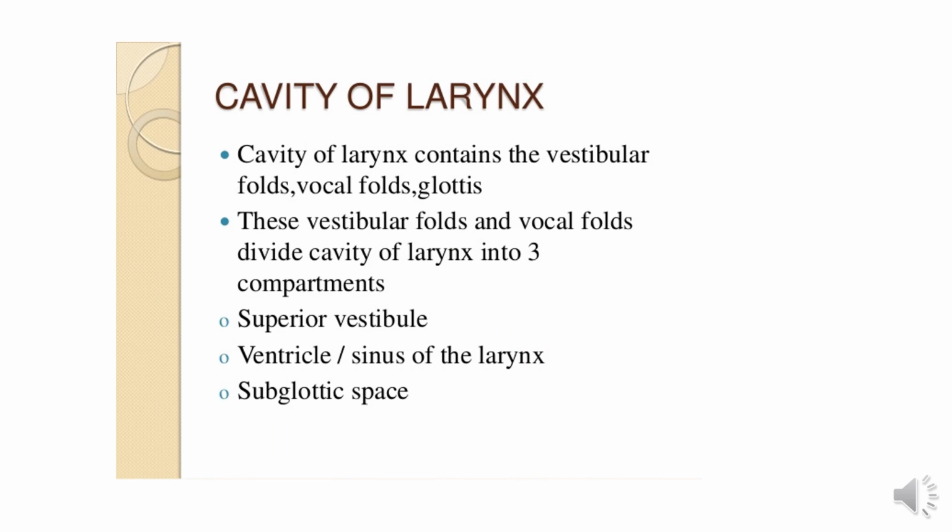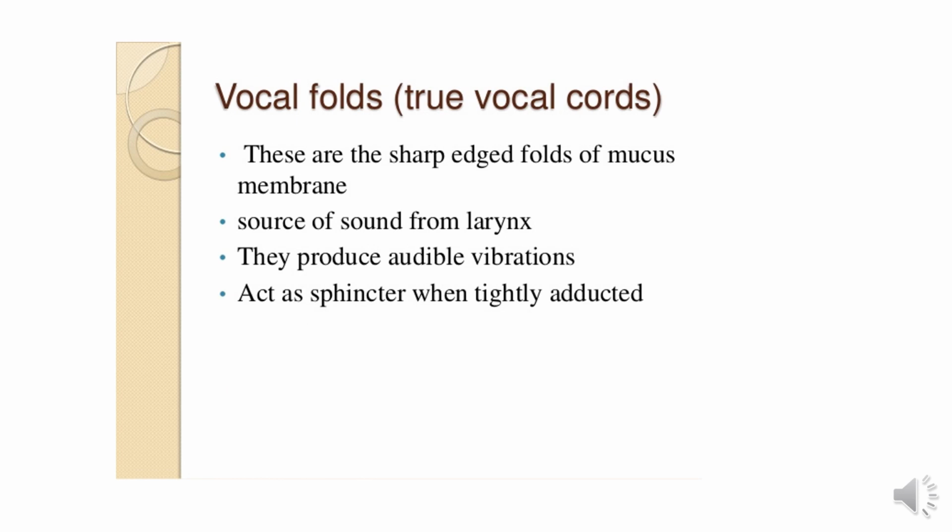The cavity of the larynx. The larynx is divided into 3 cavities according to their position regarding the vocal cords: the superior vestibule, which is above the false vocal cord or vestibular ligament; the ventricle or sinus of the larynx between the false vocal cord and true vocal cord; and the subglottic, which is below the true vocal cord.